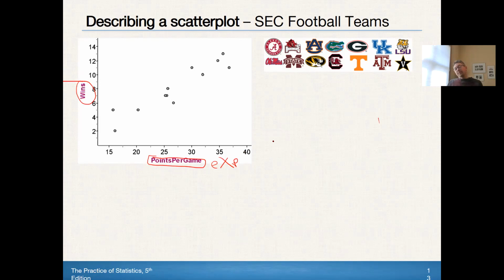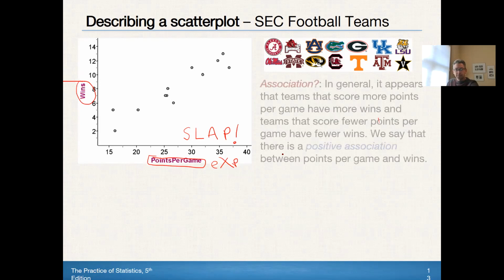So if we were to describe it, I'll pause here. You might want to try and describe this yourself, at least say it out loud to yourself. Can you talk about the strength, linearity, association, and any unusual points you might see here? So pause it, try and describe that for yourself. And then I'll show you what I wrote. So here comes my description.